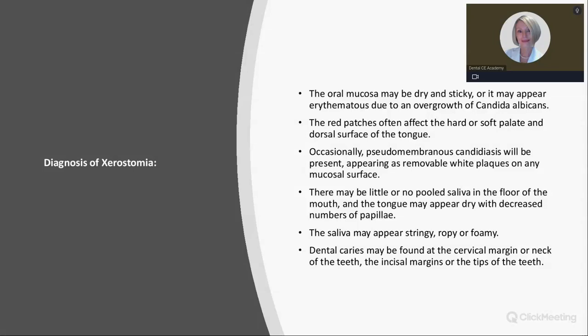All right, diagnosis of xerostomia here. Oral mucosa may be dry and sticky. It may be erythematous. We may see an overgrowth of Candida albicans. We may see red patches that are present on the hard or soft palate. Occasionally, we may see pseudomembranous candidiasis. There may be little to no pooled saliva in the floor of the mouth. The tongue may appear dry, with decreased numbers of papillae, and the saliva, again, may be stringy, ropey, or foamy. We may see cervical decay or decay of the incisal edges.